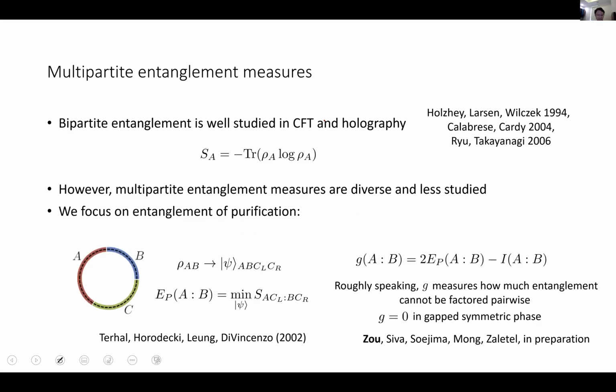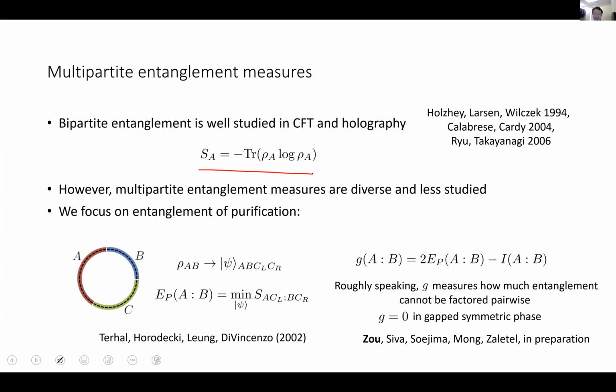Okay, in the last part, I will try to advertise the multipartite entanglement work, which I recently did with Mike Zaletel's group. So we want to study entanglement measures in CFT. Bipartite entanglement measures are actually well studied; the entanglement entropy will characterize almost everything about bipartite entanglement.